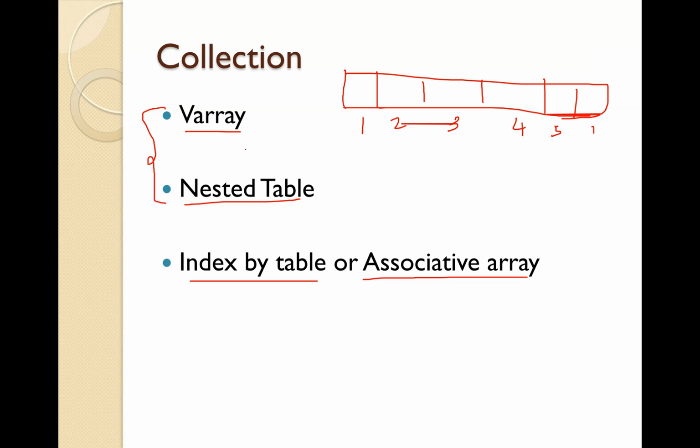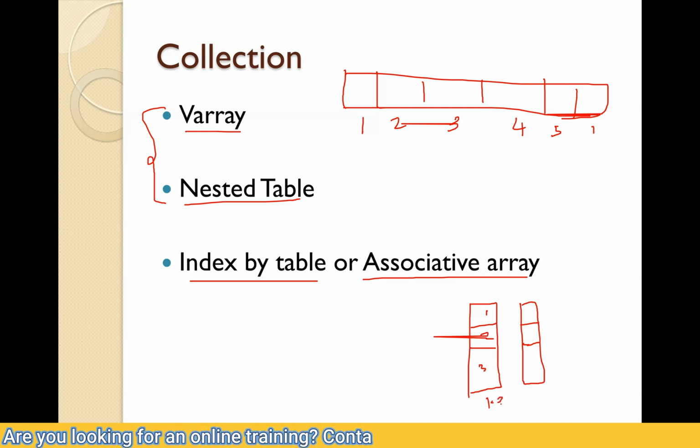But we do have some differences between VArray and nested table. But this one is like a key value pair. So like this, we'll create a key and store the corresponding value. For key value 1, what is the value here? Key value 2, what is the value here? Key value 3, what is the value here? It's like a key and value we will create. That is what index by table is. This is called index. This is called value. So both are associative. That is called associative array.